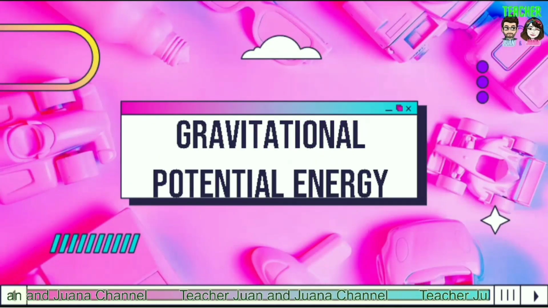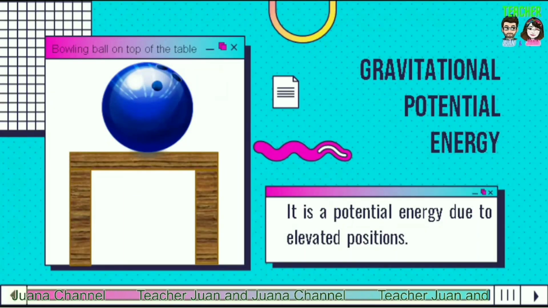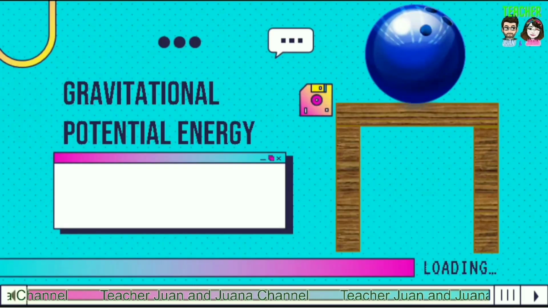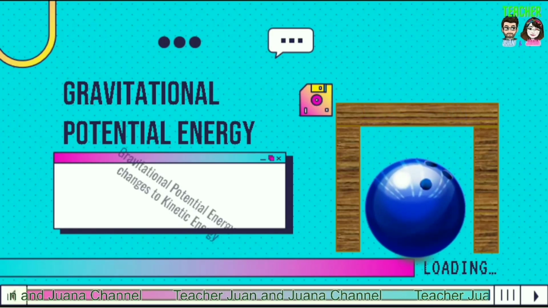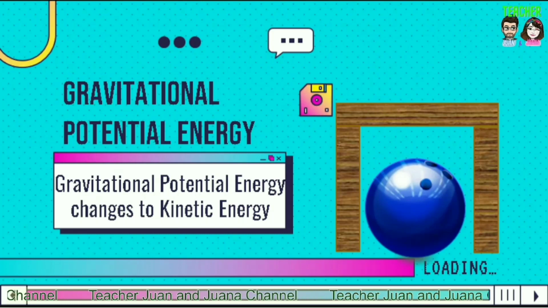Let us discuss first about gravitational potential energy. It is a potential energy due to elevated positions. Imagine a bowling ball is sitting on a table. It has gravitational potential energy as it sits on the table, because it has the ability to cause change. What happens if the bowling ball falls off the table? Gravitational potential energy changes to kinetic energy.